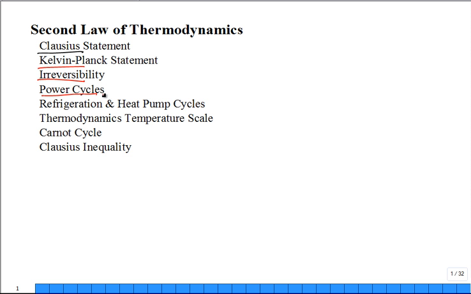Power cycles, we've been introduced to power cycles when we did energy conservation, but now we'll talk about the limits on that power cycle performance. Also, refrigeration and heat pump cycles we've been exposed to when we were doing energy, first law of thermodynamics, conservation of energy, but now we know there's a limit to the performance of those cycles.